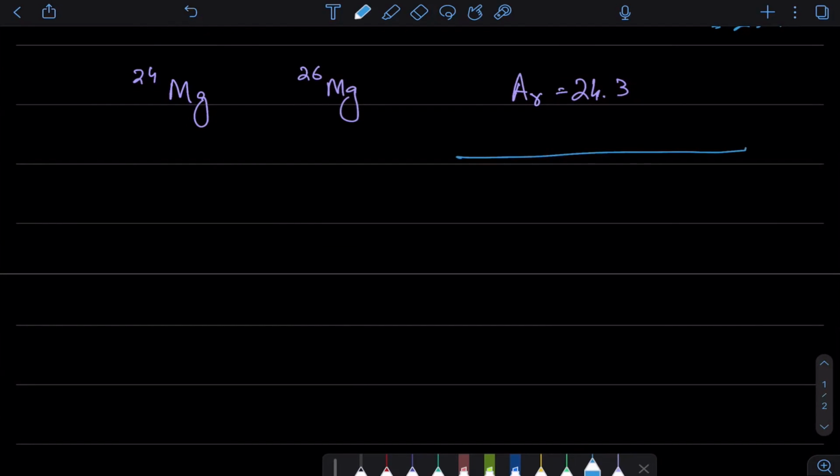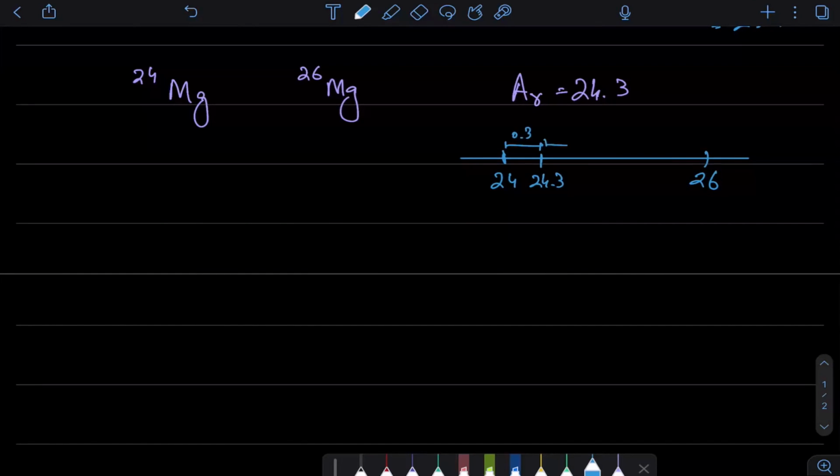So here's what I'm going to do. I'm going to draw a number line, 24, 26. Okay, so this is 24.3. How far is this? 0.3. How far is this? 1.7. So the ratio is 0.3, ratio 1.7. I will simply divide this by 10, या मतलब decimal को खत्म कर लेते हैं because दोनों sides पे वही है, 10 से multiply कर देते हैं. So ratio is 3, ratio 17.